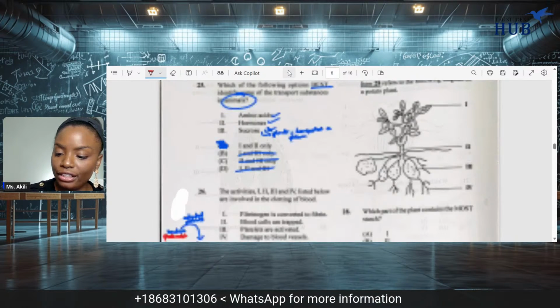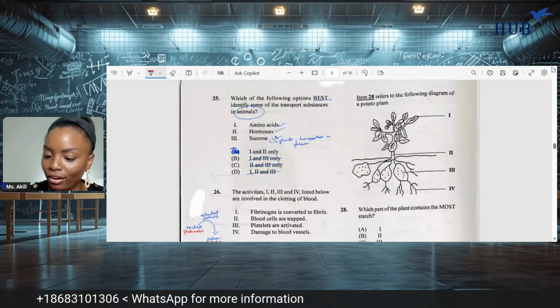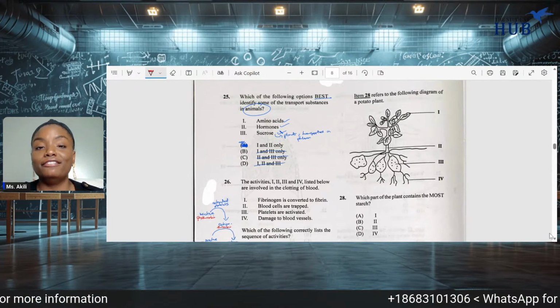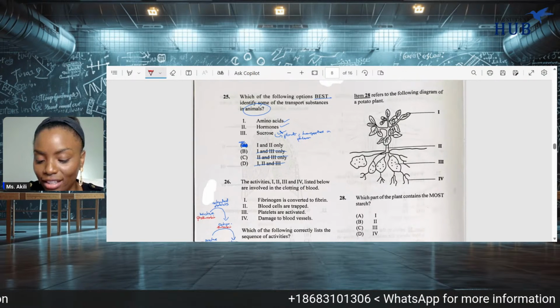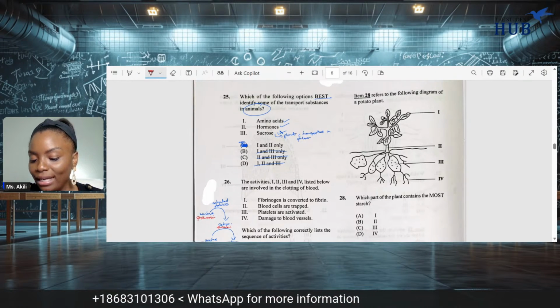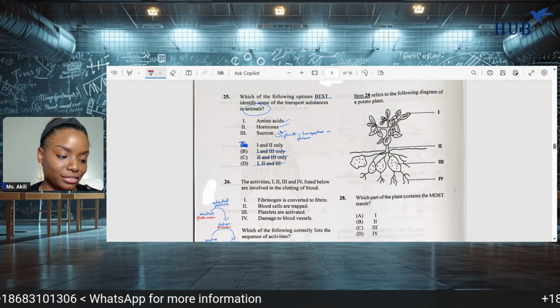Item 28 refers to the following diagram of a potato plant, right? So potato being starchy, very good example of those complex carbs. So it says which part of the plant contains the most starch?